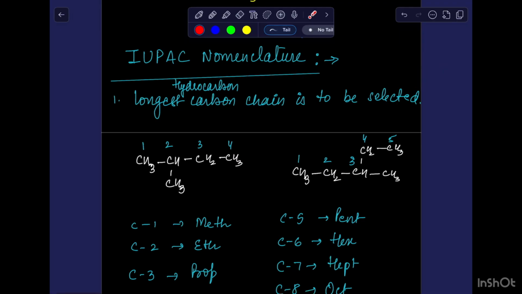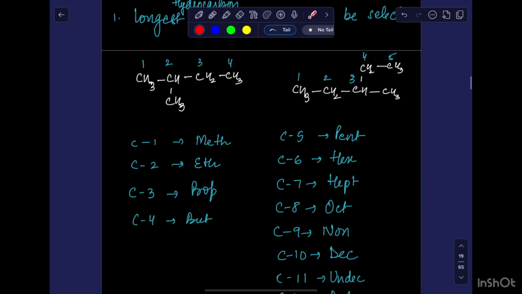First of all, I'll be discussing the case of hydrocarbons. Hydrocarbons are the compounds which have carbon and hydrogen only. Here the first rule says that the longest carbon chain is to be selected. Here we have 4 carbons in the longest chain. In the second case, if I choose this, I have 4 carbons, whereas in this I have 5 carbons. So 5 is the longest chain. So the first compound has 4 carbons in the main chain and the second has 5 carbons in the main chain.